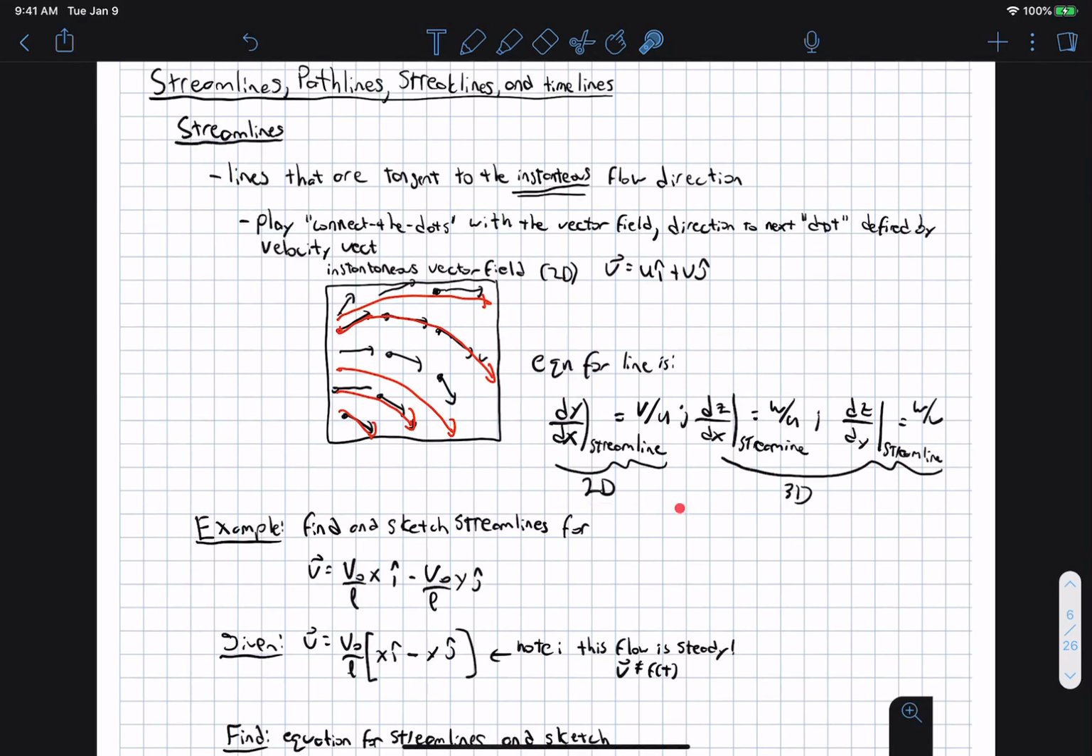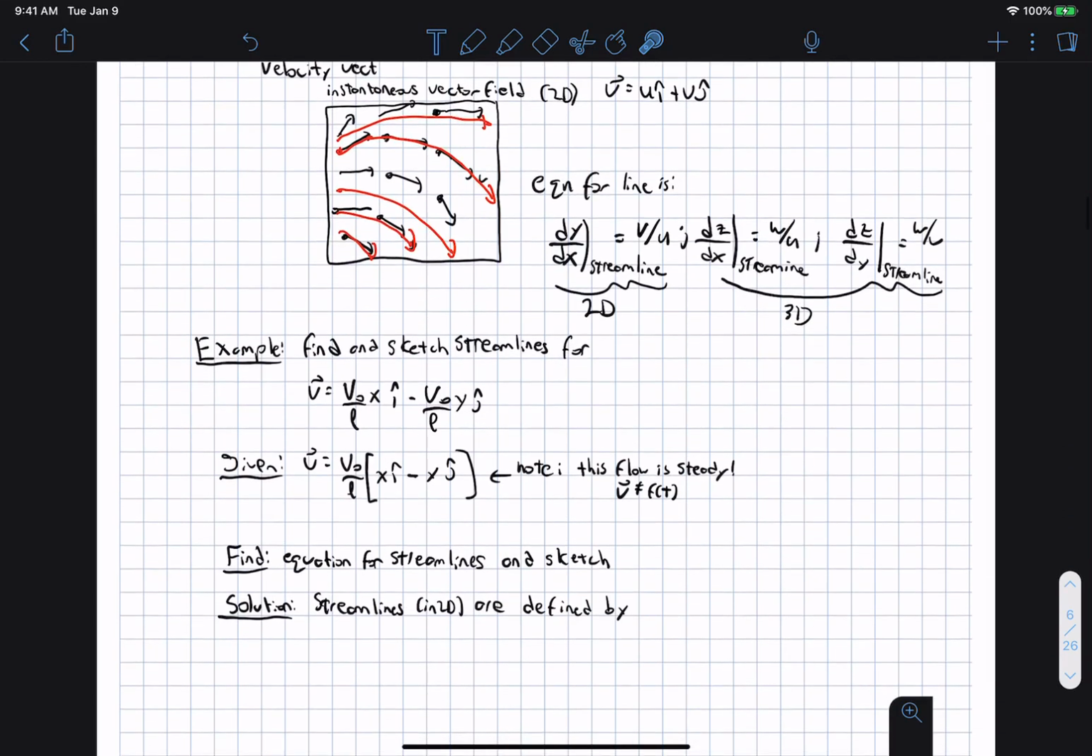In this class, we will only be doing 2D by hand. So, for example, say we are given this velocity vector field here, where the velocity vector is v naught over L x i hat minus v naught over L y j hat. Here's the example, and we want to find the streamlines for that.